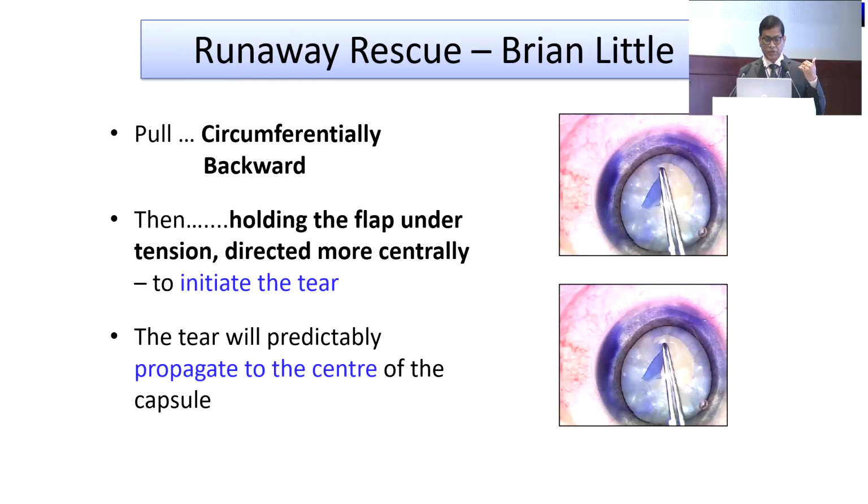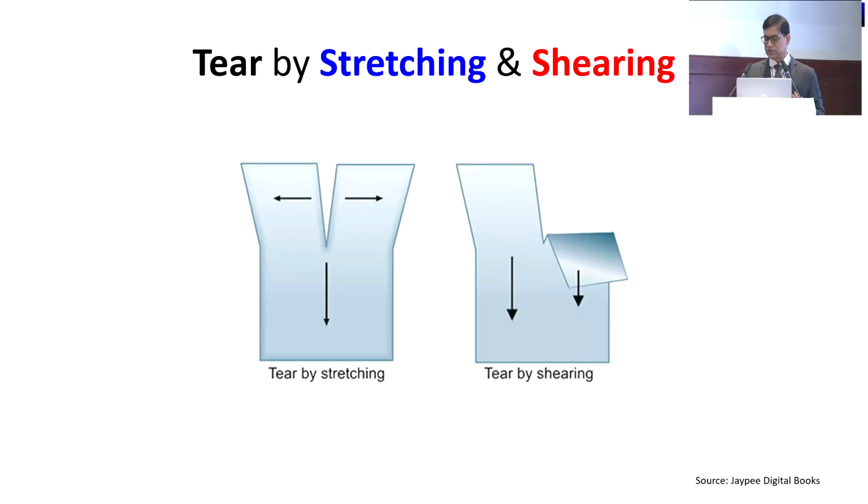When you hold the flap under tension directed more centrally to initiate the tear, it will predictably propagate to the center of the capsule. Now, this is something which I would like to demonstrate over here. You can go back home and try this. There are 2 forces which I applied in capsular rhexis, the tear by stretching and the tear by shearing. When we are using a needle or a capsule forceps to tear, it's mostly shearing.